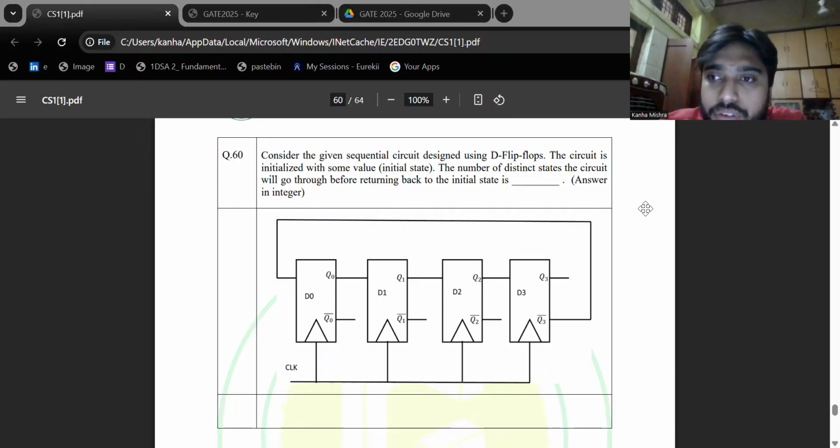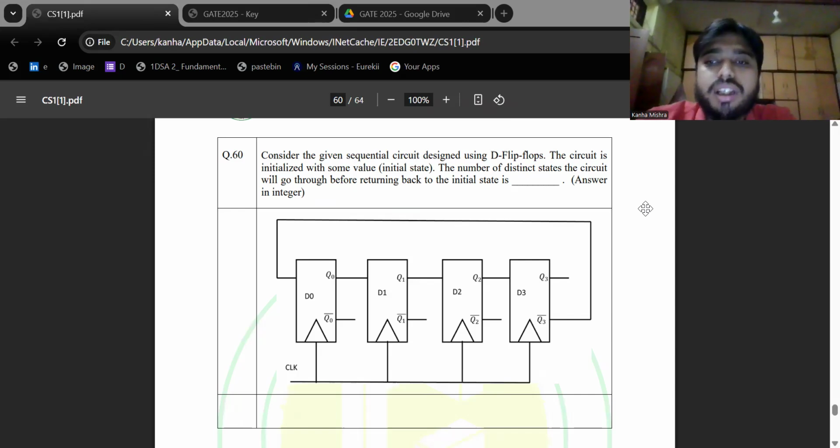Hello everyone, let's solve question 60 of GATE paper CS1 2025. Consider a given sequential circuit designed using D flip-flops. The circuit will be initialized with some value, which is the initial state. The number of distinct states the circuit will go through before returning back to the initial state is asked.